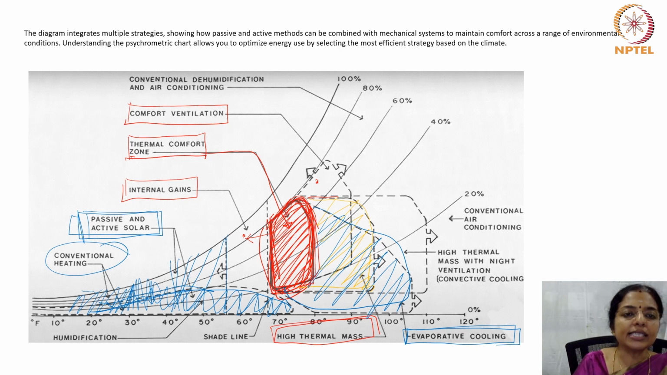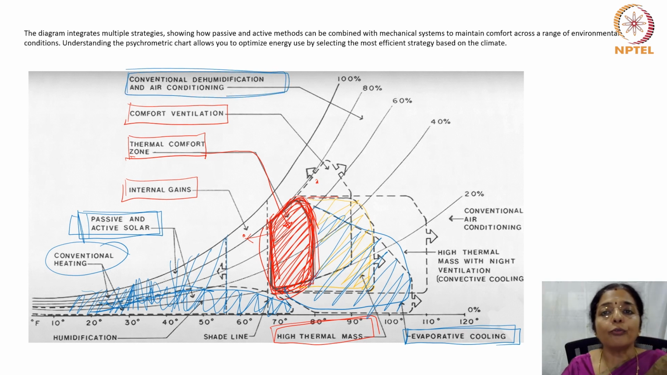Then this is conventional dehumidification and air conditioning. So for humid climates, dehumidification is crucial as it reduces excess moisture in the air, ensuring thermal comfort. This typically involves mechanical systems like air conditioning units that cool the air while removing humidity.